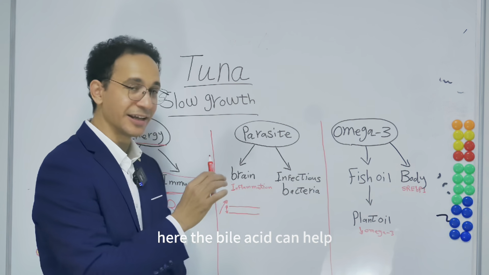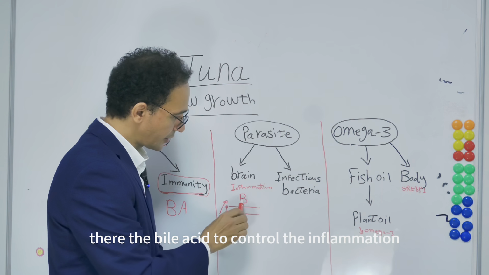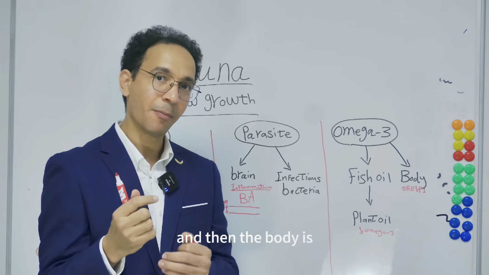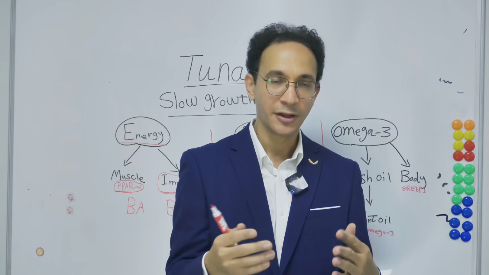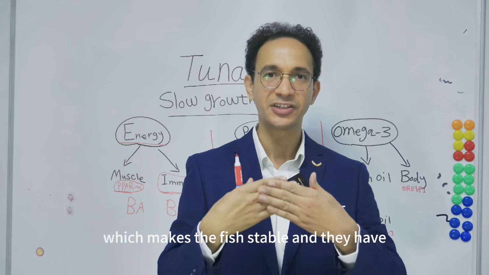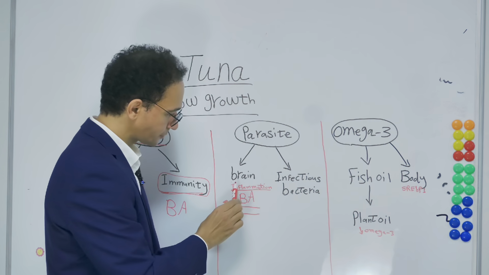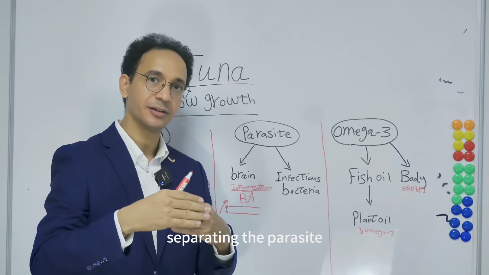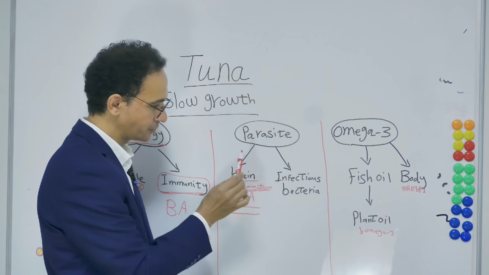Here the bile acid can help to decrease the inflammation. The body's inflammation is kind of an emergency state. So the bile acid comes to stop this inflammation response, which makes the fish stable, and they have control over the membrane, separating the parasite from getting in the fish, and then we protect the brain.